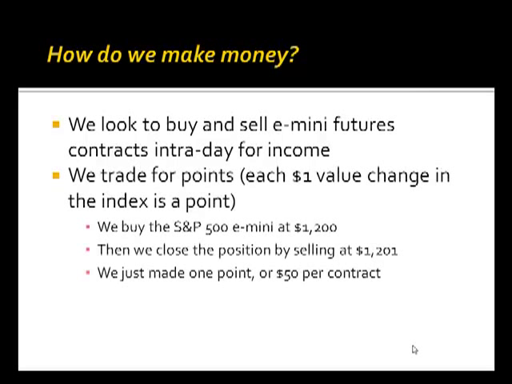And like I mentioned earlier, we trade for points, where each dollar value change in the index is 1 point. So let's say that we buy the S&P E-mini at 1200 even, and then we sell the position when the market goes up to 1201. So we bought at 1200, sold at 1201, now we're flat. We just made 1 point, or $50 a contract, right?